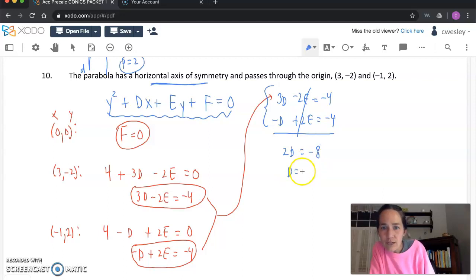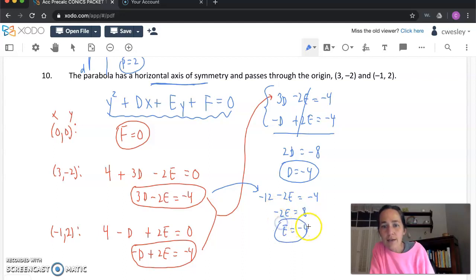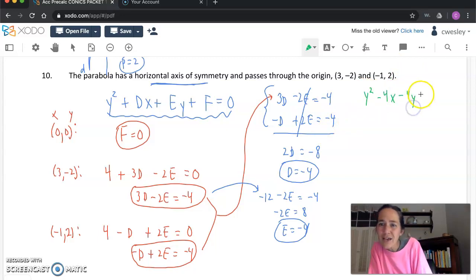So 2d equals -8, d is -4. See if that looks good. And this d can get plugged into probably either this or that slot to get e. I'll say 3d, so 3 times -4, -12, minus 2e equals -4. So -2e equals, what do you know, 8, and e also equals -4 in this case. And that gives you, sorry, that's a little hard to read, that gives you general form. And I'll put this up top here. We said it was y squared, that goes first, y squared plus dx, so minus 4x, plus ey, minus 4y, plus f being 0, equals 0.